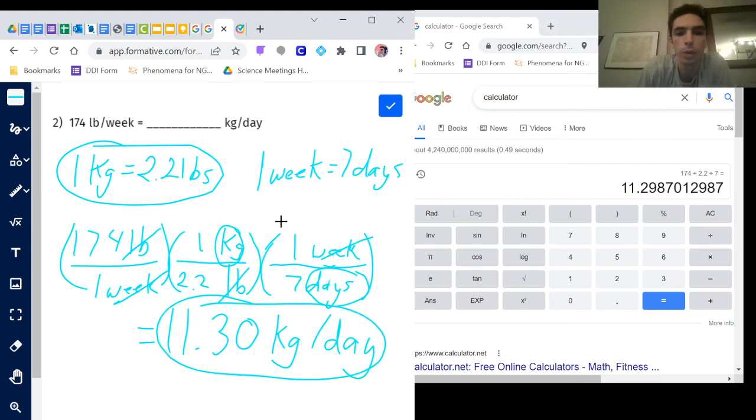So big takeaways, sometimes we need to convert units to compare measurements, sometimes we need to convert them to make a measurement more intuitive, and make sure you show your cancellations. It'll always keep you honest and keep you from making simple mistakes if you stick to this and show your cancellations and set your fractions up this way.